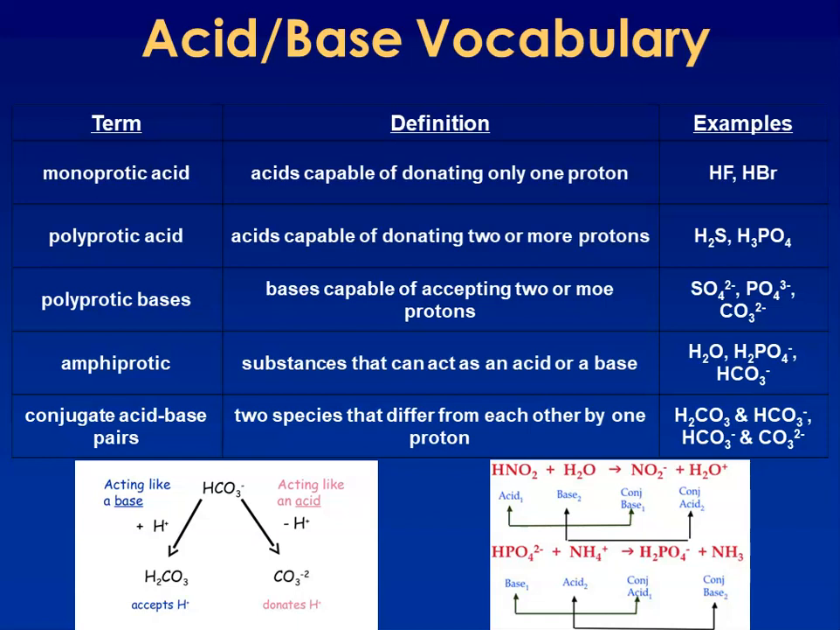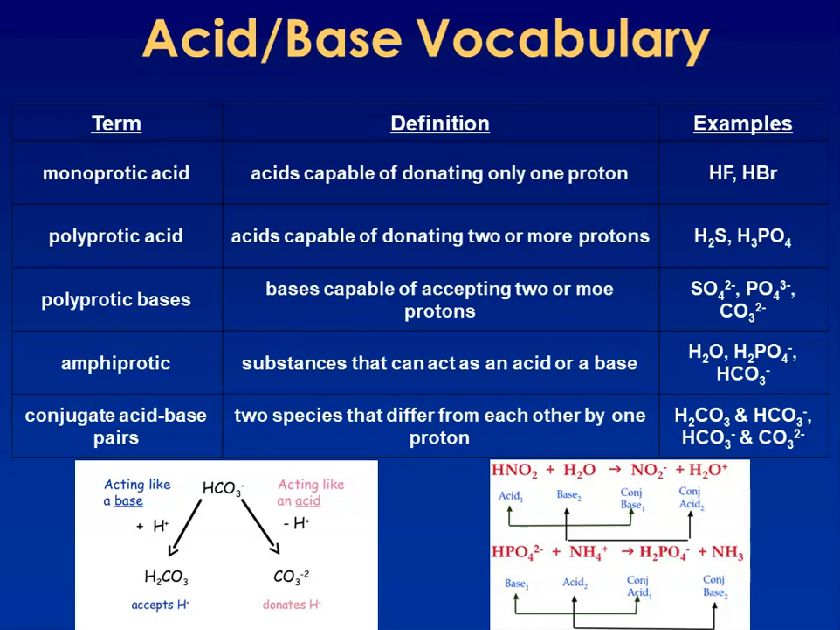HCO3-, you can see that one in the picture on the left-hand side. When it accepts a proton, it becomes carbonic acid, H2CO3. And when it donates a proton, it becomes carbonate. H2PO4- would be able to do the same thing. By accepting a proton, it would turn into phosphoric acid. By donating a proton, it would turn into hydrogen phosphate ions.